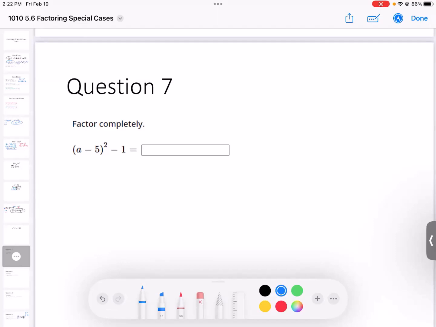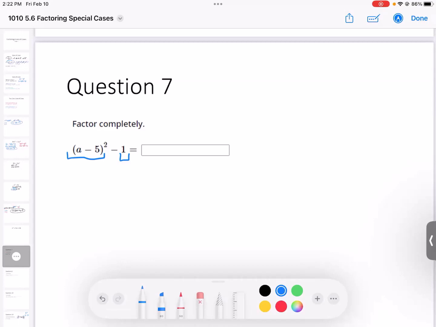All right, so on question 7, when I look at this, I basically have 2 terms that are being subtracted. And it looks rather complicated. However, if I notice that this is a perfect square, because I have a minus 5 squared, and then this is a perfect square, then that means I can just use my difference of squares formula.